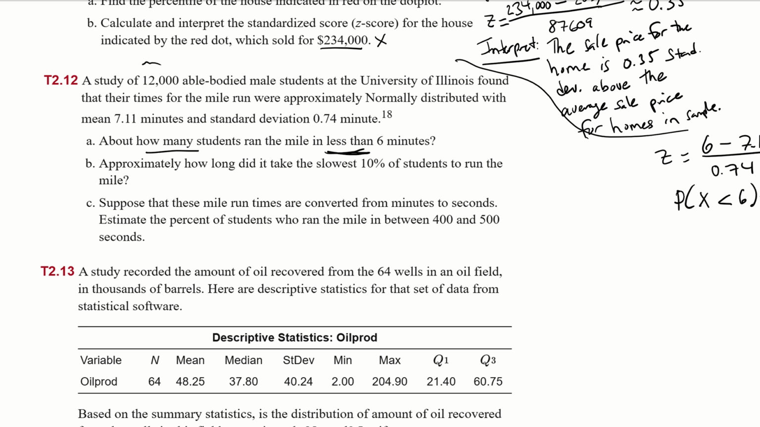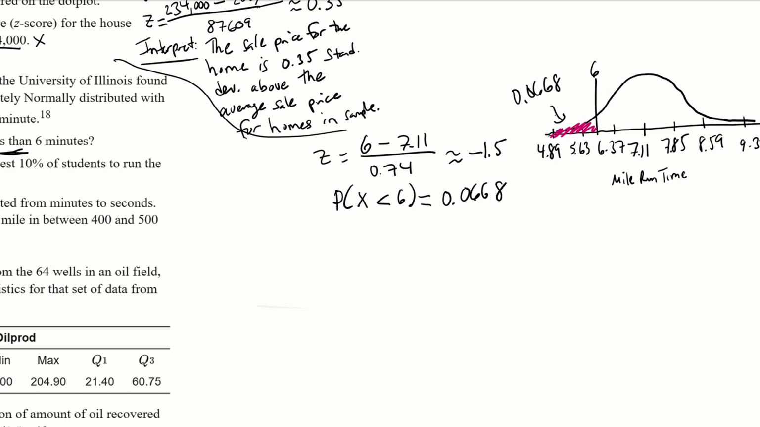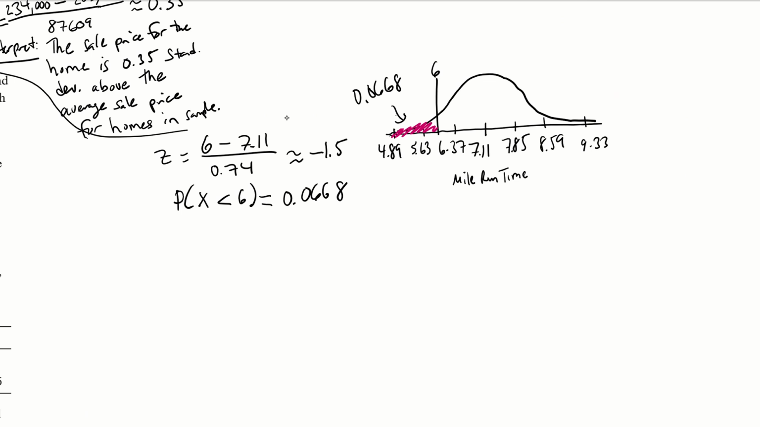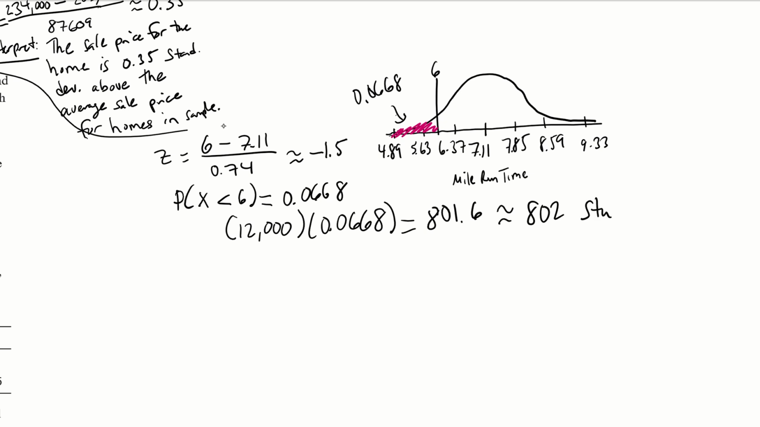So we know that there's 12,000 able-bodied students. So we're going to take that percentage and multiply that by 12,000. Okay, so 12,000 students times 0.0668. All right, and if we multiply that, we get about 801.6, which is approximately 802 students.